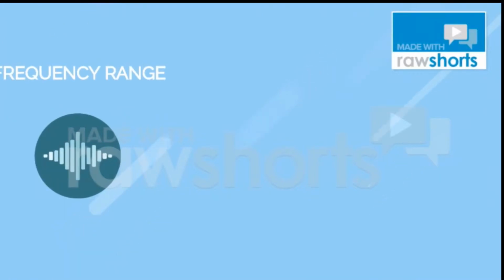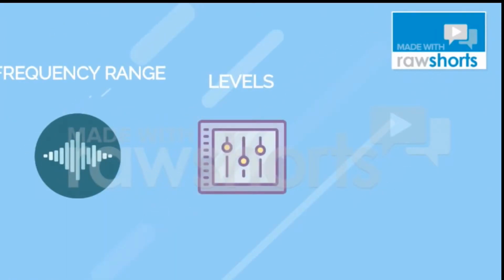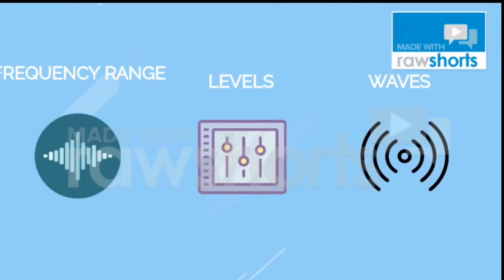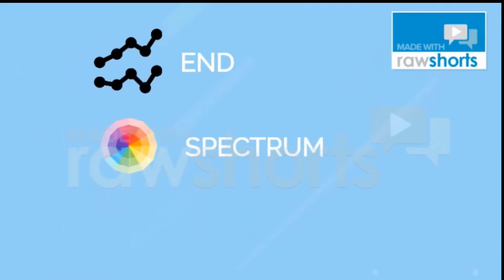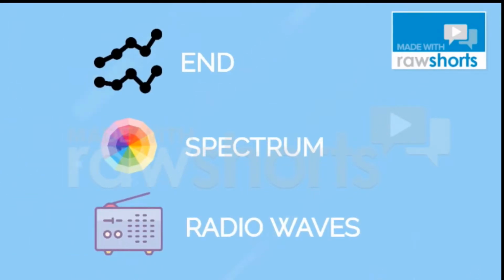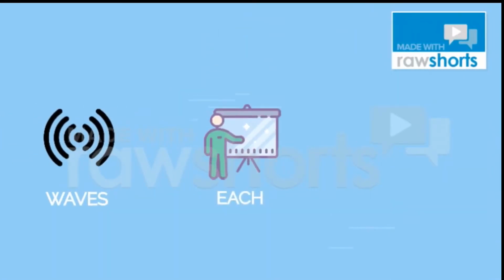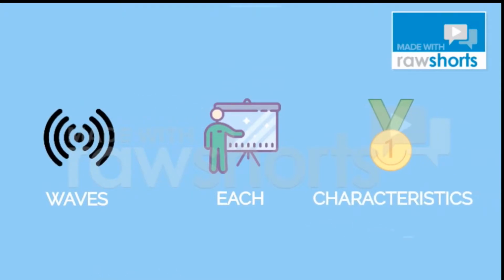This frequency range is divided into separate levels, and the electromagnetic waves within each frequency band are called by different names. Beginning at the low frequency end of the spectrum, these are radio waves, microwaves, terahertz waves, infrared, visible light, ultraviolet, X-rays, and gamma rays at the high frequency end. The electromagnetic waves in each of these bands have different characteristics, such as how they are produced, how they interact with matter, and their practical applications.